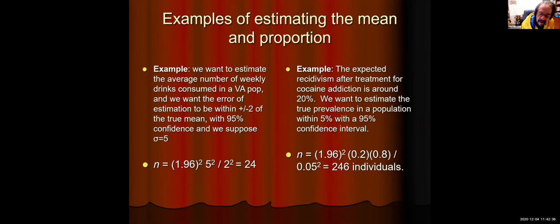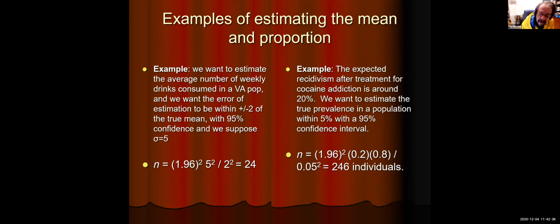In this other example, we want to know in a VA population the number of alcoholic drinks consumed on average, and we want to estimate that to within plus or minus 2 drinks of the true mean. And we guess at the standard deviation or try to figure out what it is from whatever source we have. And you can see this is a much smaller sample size because the margin of error here at plus or minus 2 is actually pretty large compared to the standard deviation. So you get an idea how these calculations work. Okay, so that's sample size.